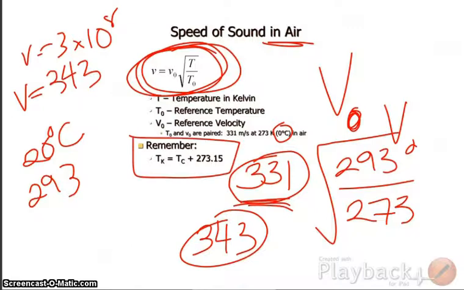And just a hint, remember, when you're converting from Celsius to Kelvin, you're adding 273.15.